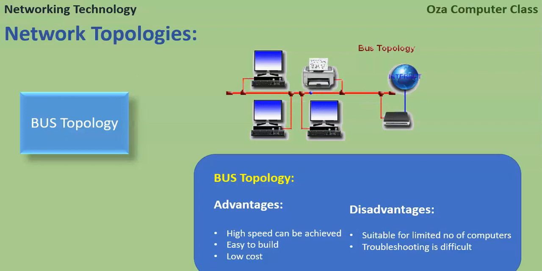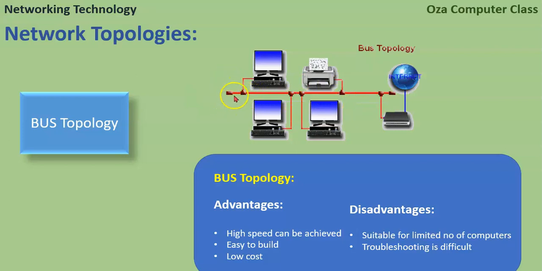So the first one is bus topology, where computers are connected in serial fashion like this. There is only one cable connecting all the computers. The first computer is connected like this, the second connected to the same cable, the third connected to the same cable, the fourth, the printer is connected to the same cable, right? A scanner connected to the same cable. There is only one communication channel for sending and receiving data.